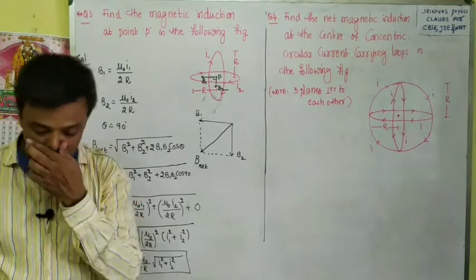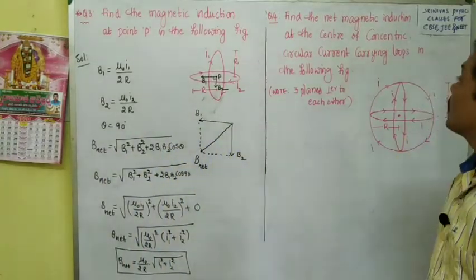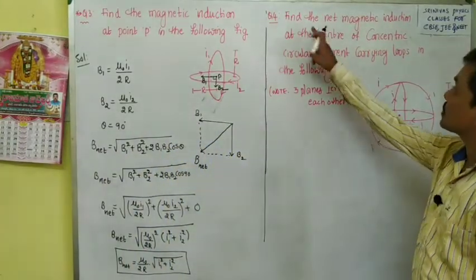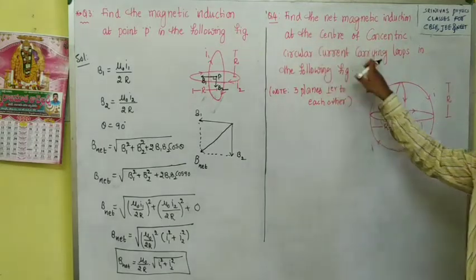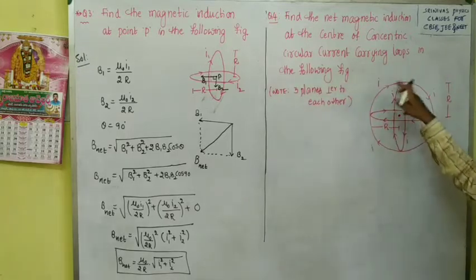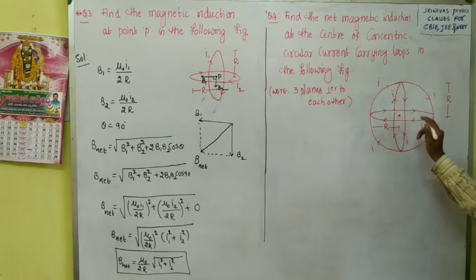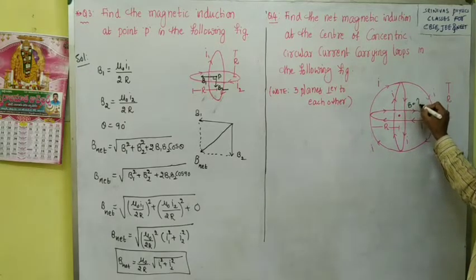Next, let us go for one more problem. It was very simple, similar to that one. In this they are asking to find the net magnetic induction at the center of the concentric circular current carrying loops in the following figure. This is the figure. At the center they are asking to find the magnetic induction. B is equal to what?